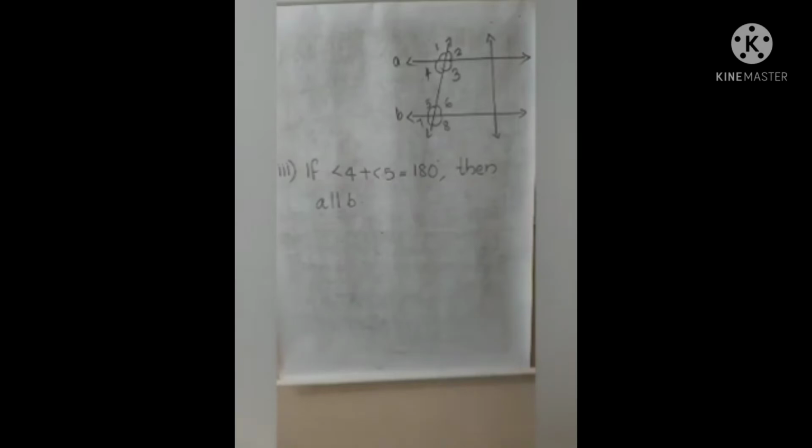So by that we can prove. So given angle 4 plus angle 5 is 180. 4 and 5 are interior angles on the same side of the transversal. Hence, we can say A is parallel to B. What is the reason? Since the pair of interior angles on the same side of a transversal are supplementary, the lines must be parallel.